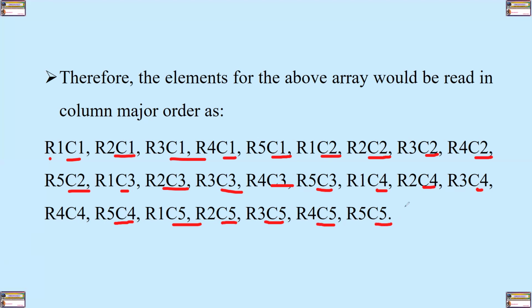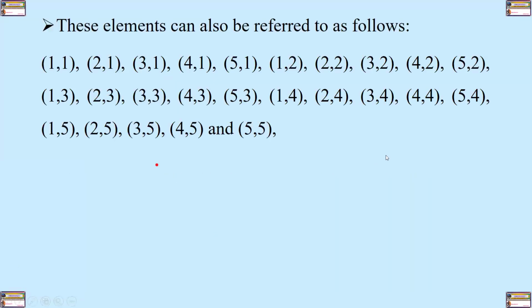So what is important is that regardless of the type of array that you're working with, if you are reading the elements in column major order, you complete the elements of one column first, beginning with the row. Good. I believe you are getting it right. So these elements can also be referred to as follows, just as it was for the one dimension. So we can refer to them in column major.